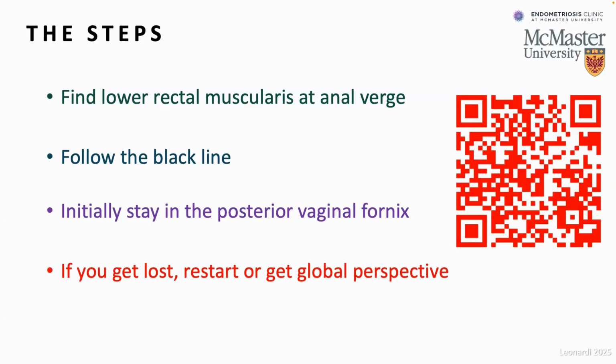And then finally, with respect to the bowel, it's really important you follow it as high up as possible, but you can get lost. So sometimes restarting can help, or getting a global perspective by pulling the probe back out into the anterior fornix and just getting a lay of the land appearance of where things are. Sometimes I find the bowel at the level of the uterine fundus, above the fundus, the sigmoid, and I then follow it back down in the direction of the anal verge. And sometimes that's actually an easier pathway to find.